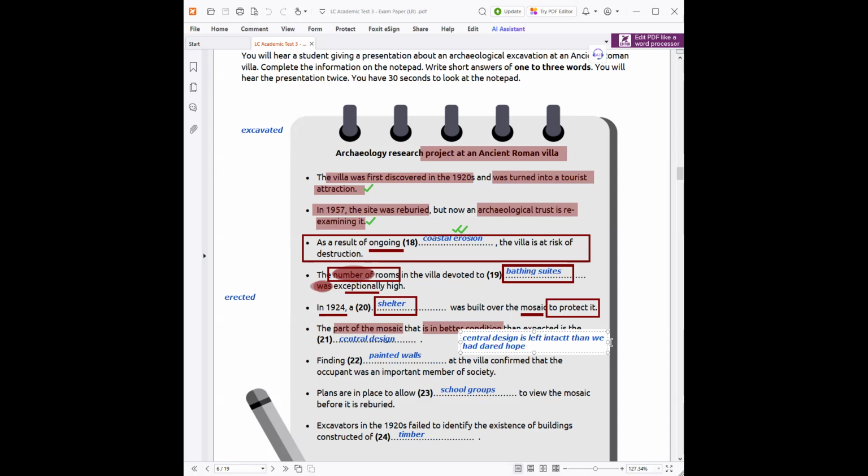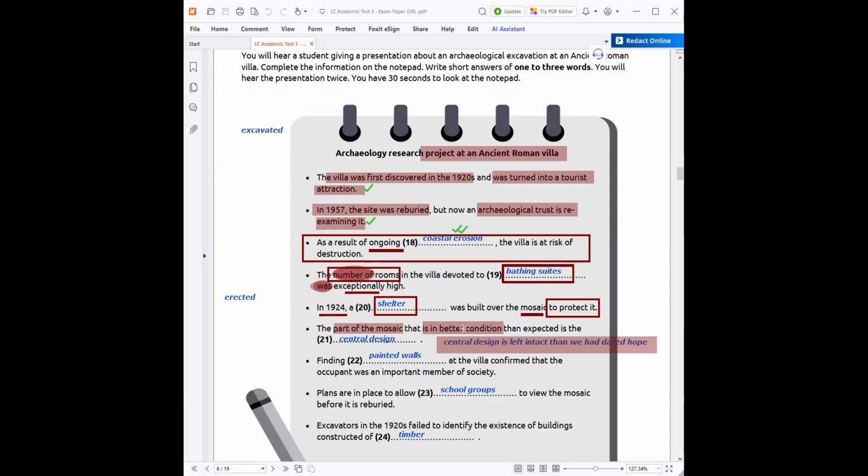Now he's saying far more of the central design is left, which means in better condition, in better shape. He's saying more of the central design is left intact. Intact means protected. And then he said, "than we had dared hope." Understand, this is an idiomatic phrase. He's saying that we did not expect it to be in such a good condition, but it was. We could not imagine that it was in such a good condition, but actually it was.